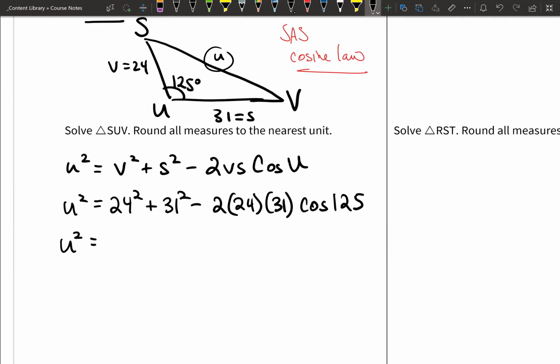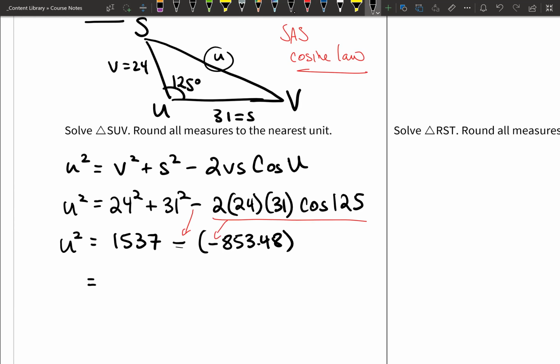Okay, and then you take everything on the right side, and you've got to calculate that. So we're going to do 24 squared plus 31 squared. Okay, that gives you 1537. And then if I do 2 times 24 times 31 times cosine of 125, making sure you're still in degree mode, you're going to get an answer of negative 853.48. Make sure you have double negatives here, right? So you have this minus sign come down, but this calculation gives you a negative number as well. So be careful with that.